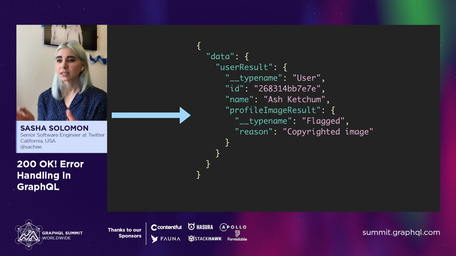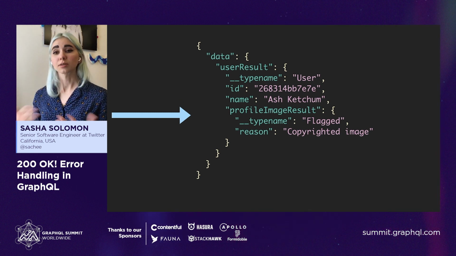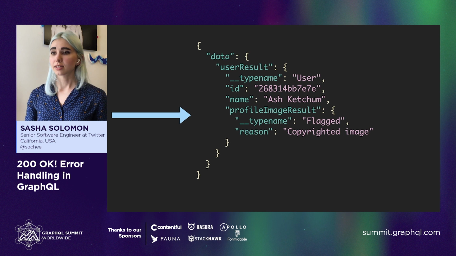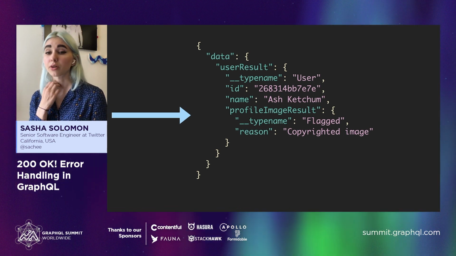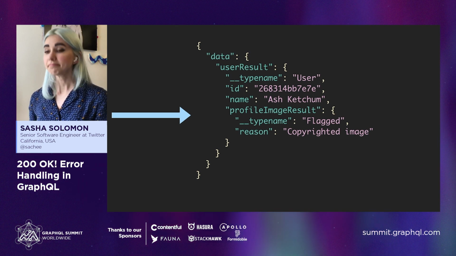So what's really cool is that this is all in line here. We asked for this, there's something wrong with the image, and the client can display a copyrighted image or whatever based on what they got back from this query. And they don't have to dig around in the errors array. So that's pretty sweet.